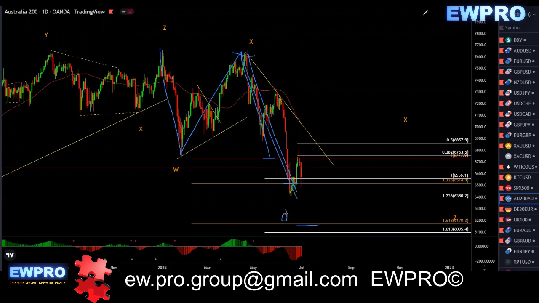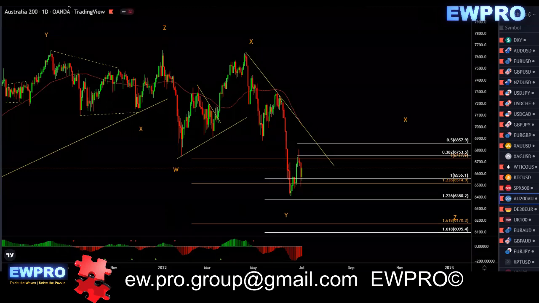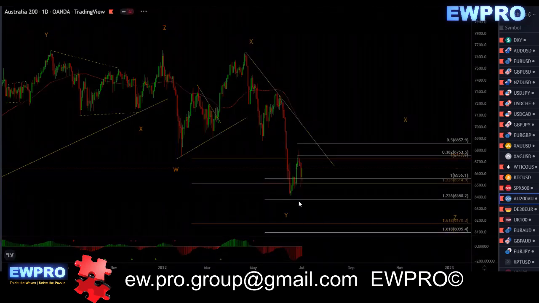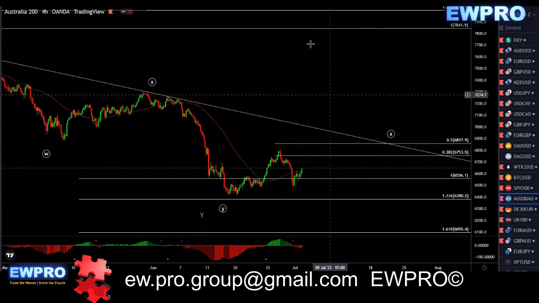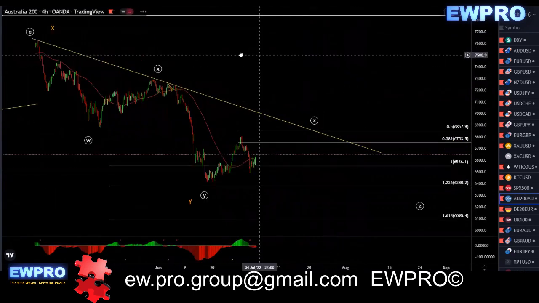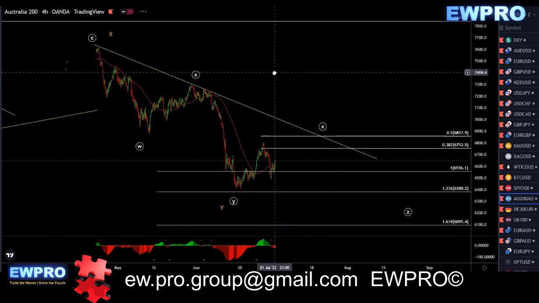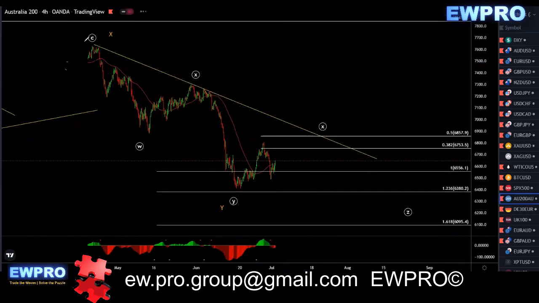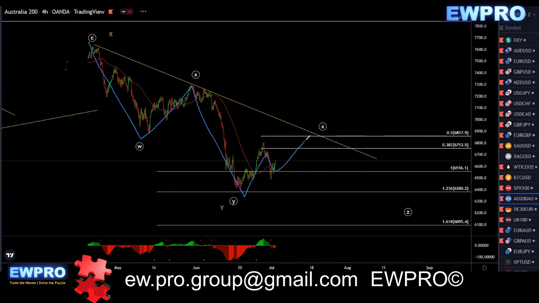So there's nothing to say this wave Y is over yet. If you look at the H4, you can see what I'm looking at. Looking at W, X, Y, looking for a correction in the X2 and then a Z down. We do have the possible bear hidden. It's not valid to trade as bear hidden just yet, but we'll be looking for more downside.